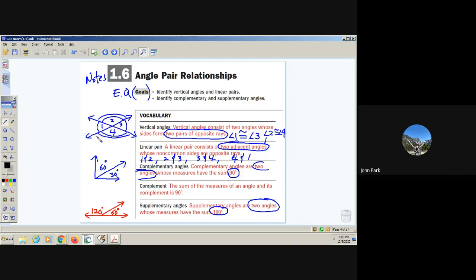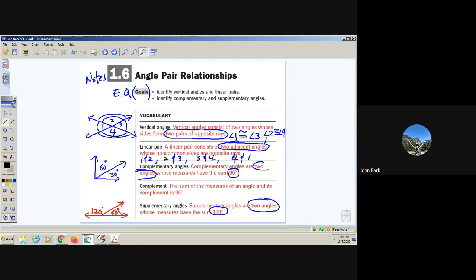So a linear pair is two angles that are next to each other, adjacent, and they form a line, or opposite rays together. Same thing with 2 and 3, they are a linear pair, 3 and 4 are a linear pair, and 1 and 4 are also a linear pair. It might be kind of obvious, but linear pairs together are 180 degrees, and so they're also what's called supplementary angles. We talked about that a little bit. Supplementary angles are two angles that add up to 180 degrees together.